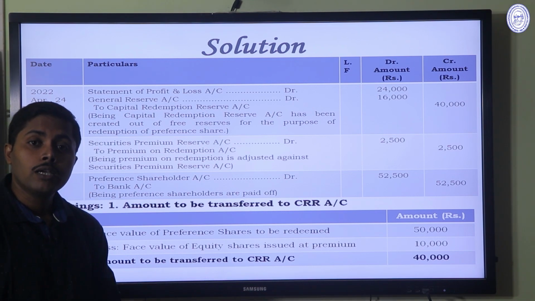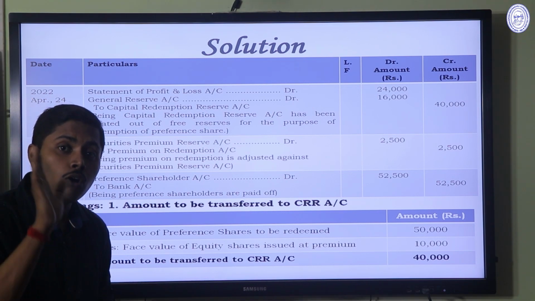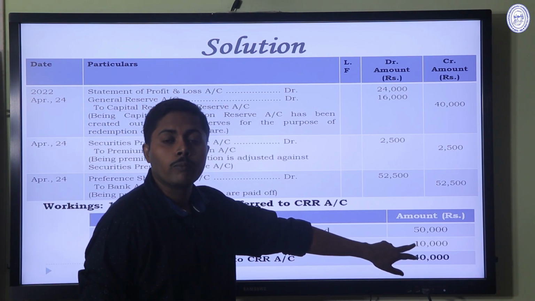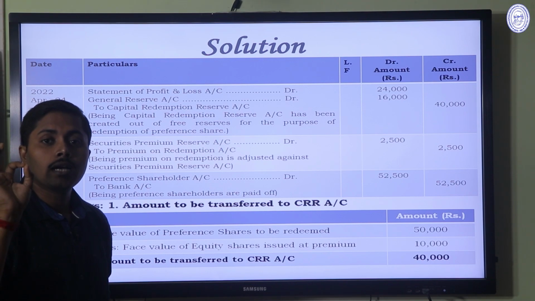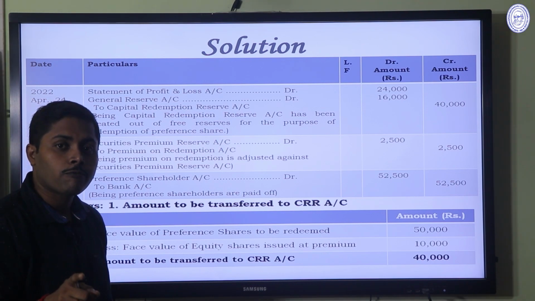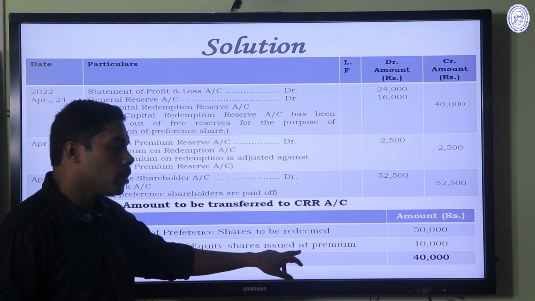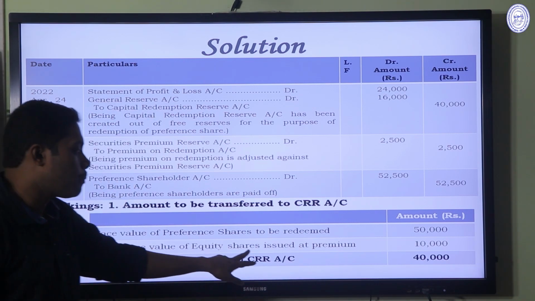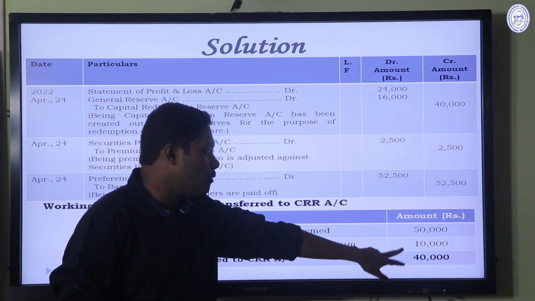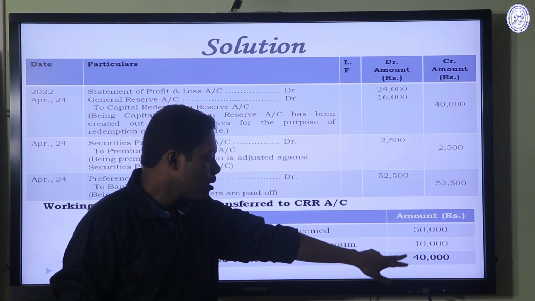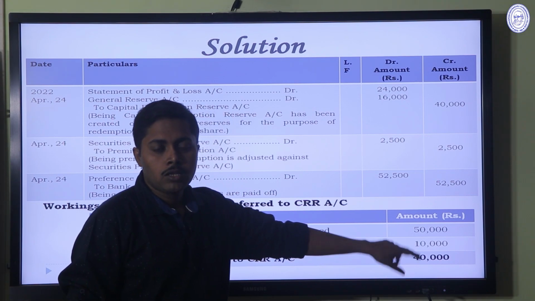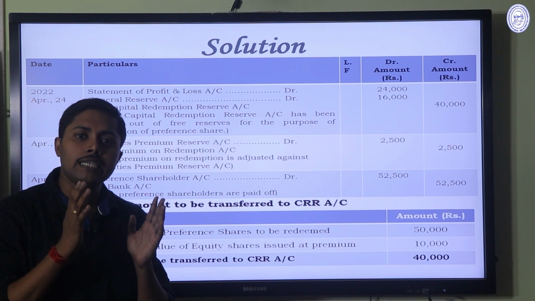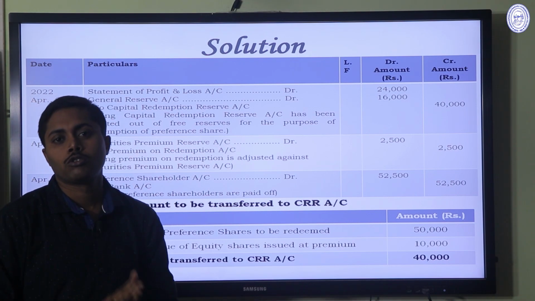But if shares are issued at discount, then we should deduct not the face value, we should deduct only the proceeds which are collected from the issue of share. Okay. So the face value of equity shares issued at premium will be deducted from the face value of preference shares to be redeemed. So the balance is 40,000.